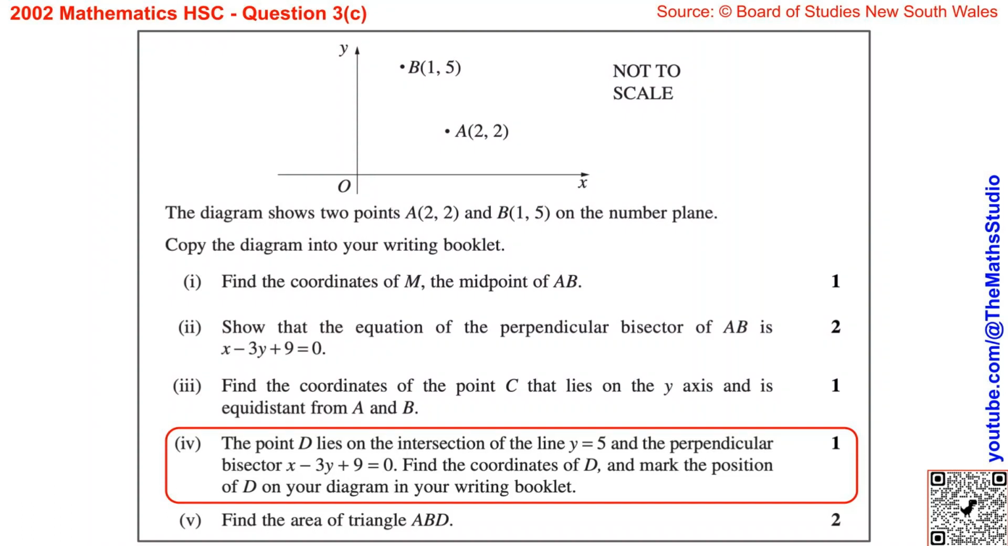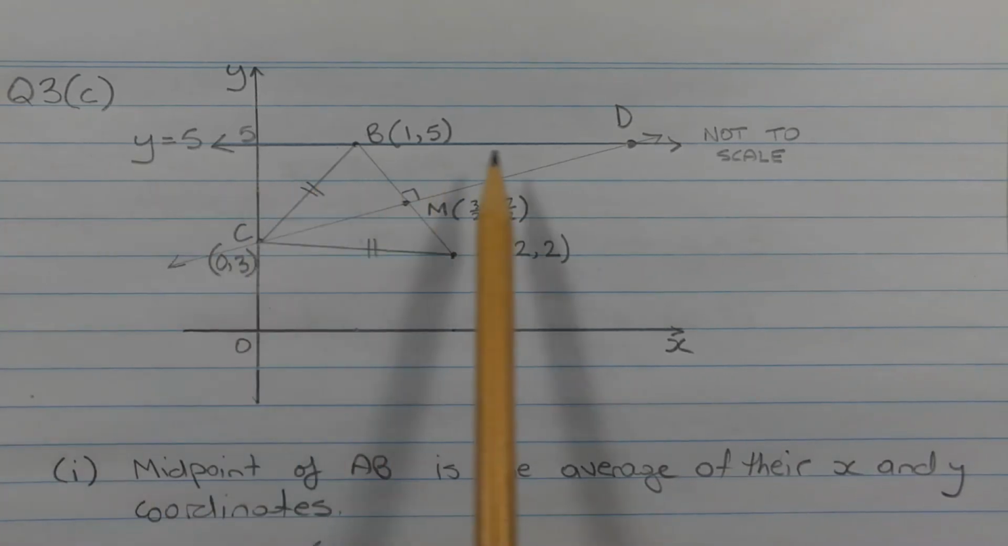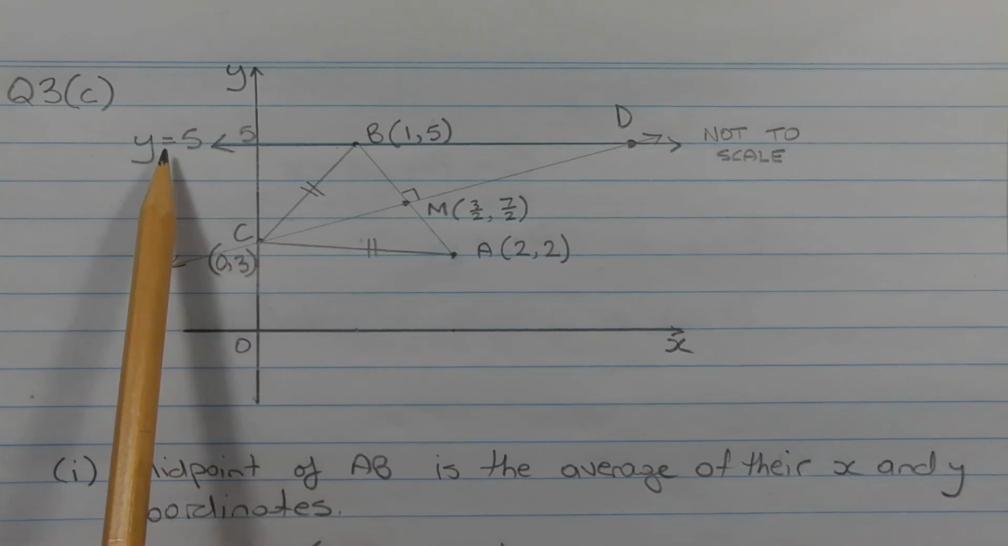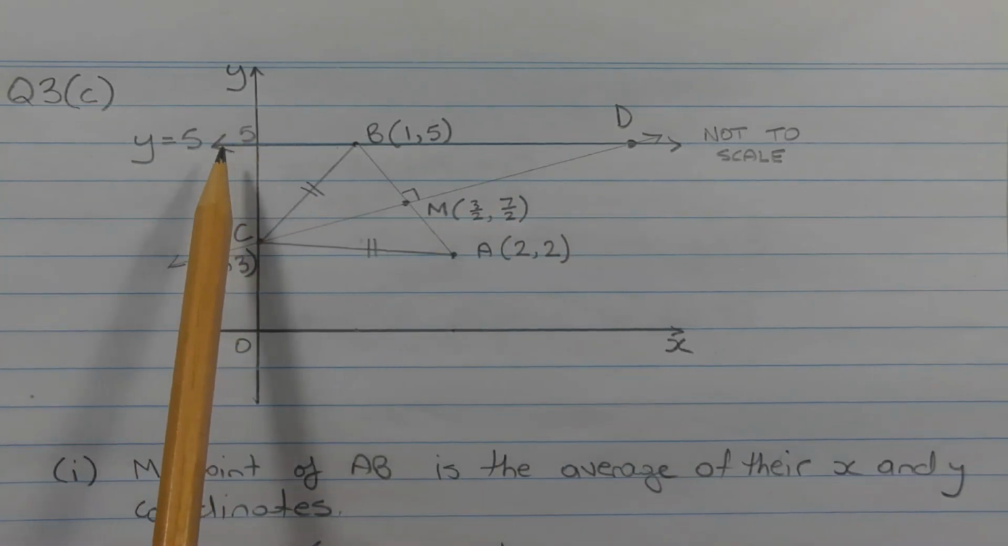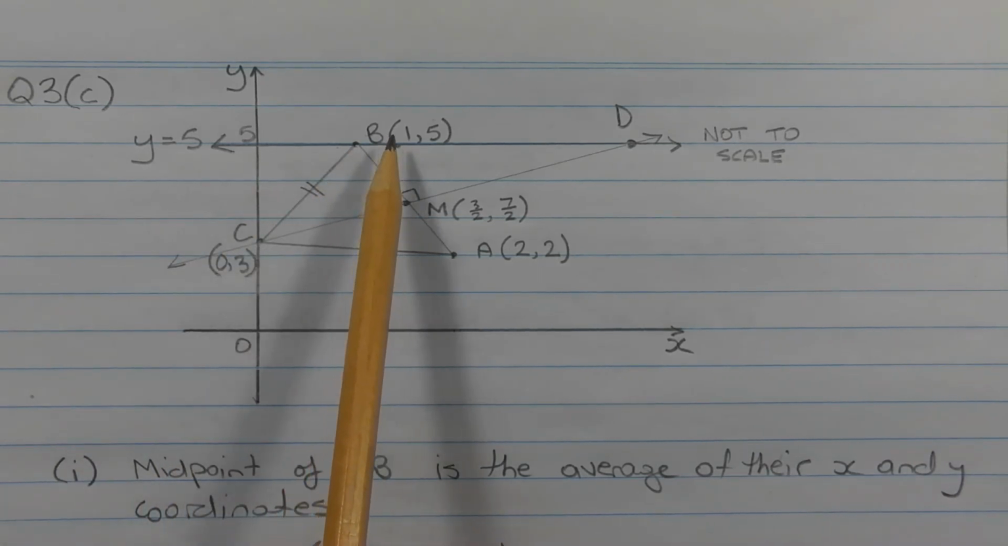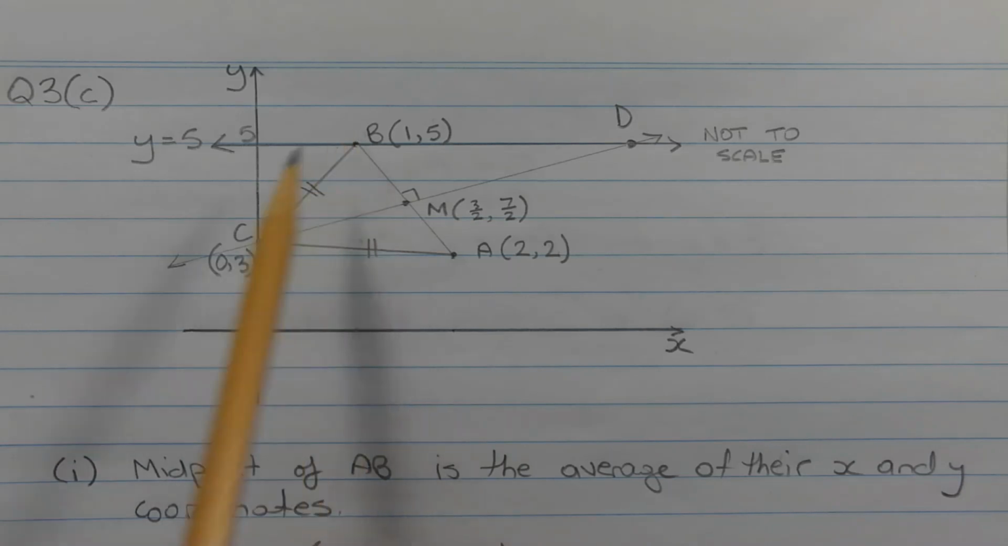Part 4. The point D lies on the intersection of the line y equals 5 and the perpendicular bisector x minus 3y plus 9 equals 0. Find the coordinates of D and mark the position of D on your diagram in your writing booklet. On the diagram, I've drawn the horizontal line that corresponds to the equation y equals 5. So it's a line that's parallel to the x-axis passing through the y-intercept of 5. Also note that it passes through point B, which has coordinates (1, 5), since they are equal height from the x-axis.